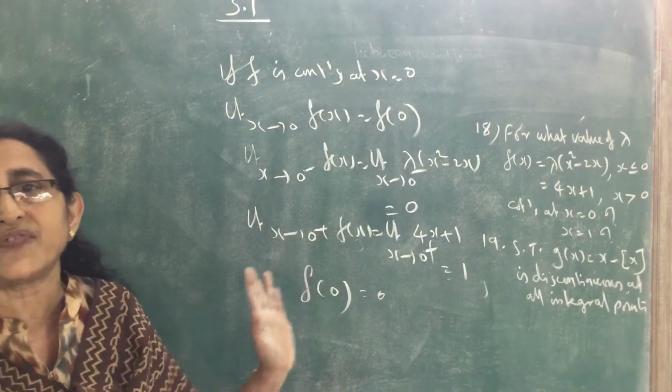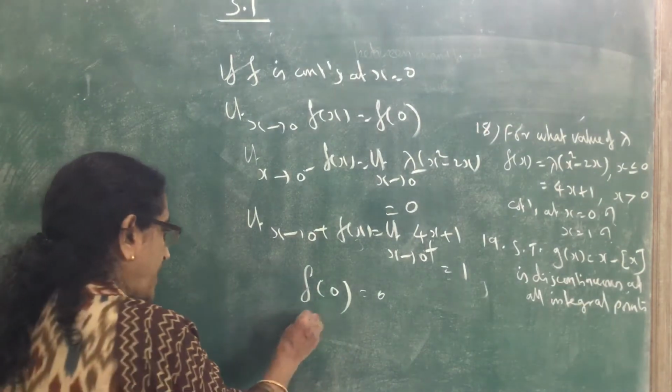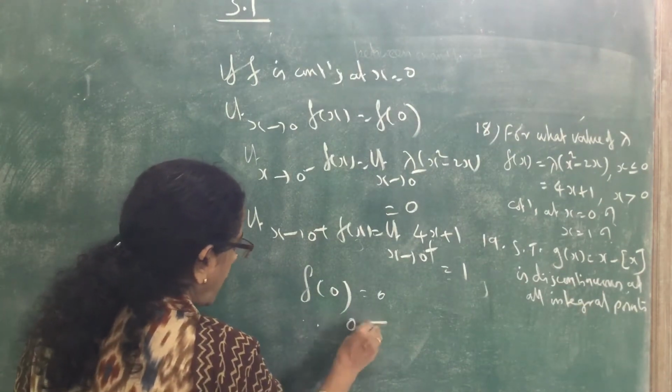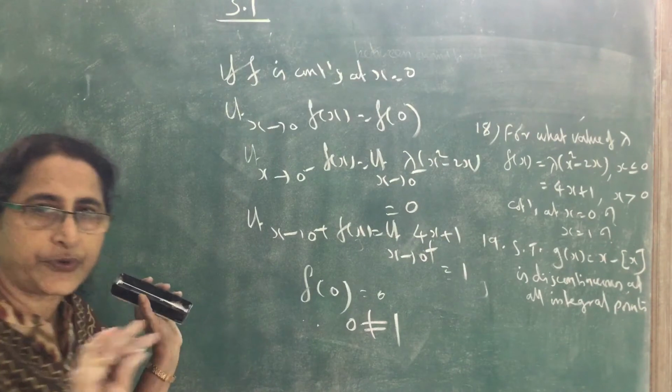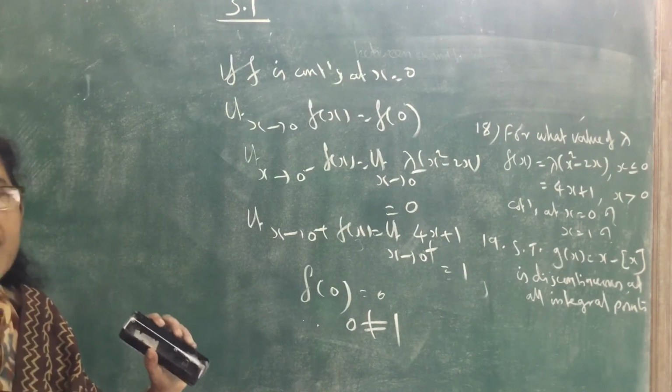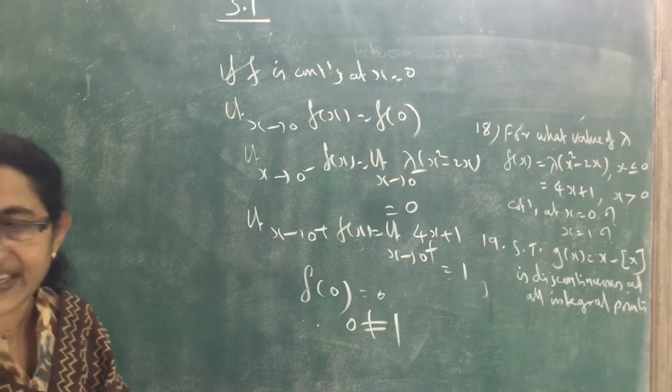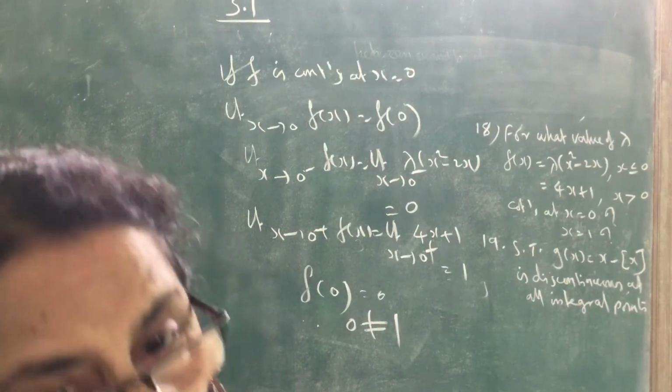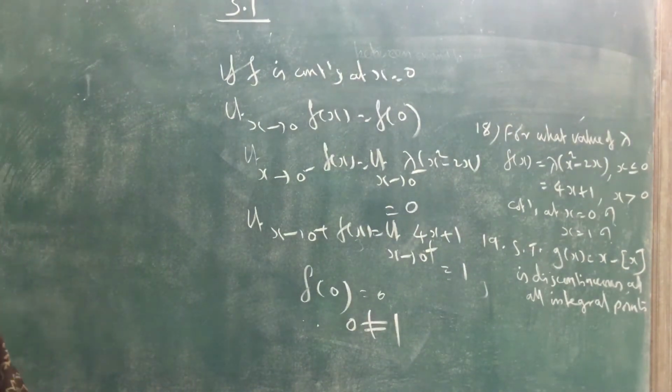So for no value of lambda, function is continuous at x equal to 0. Therefore, 0 is not equal to 1. Therefore, you have to write the sentence: for no value of lambda, function is continuous at x equal to 0.